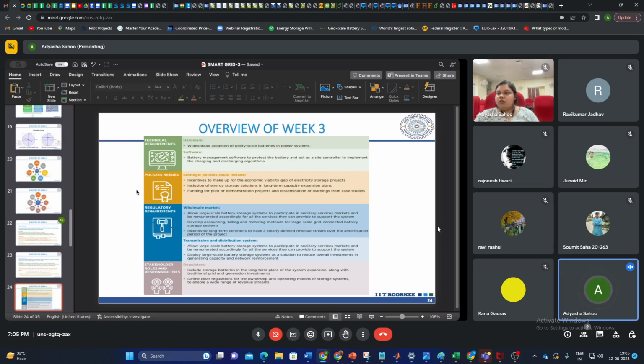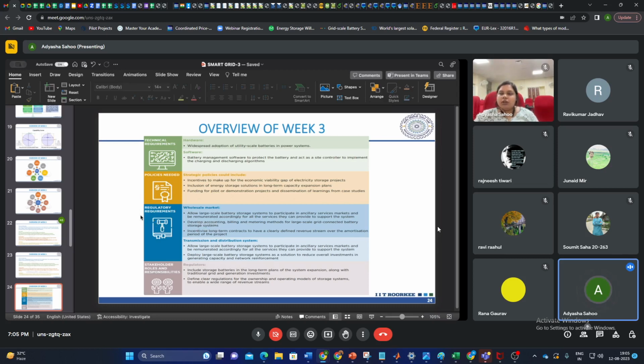Then we need reforms in terms of policies because we need to have incentives to make these electricity storage projects. Also, we need to include them in long-term capacity expansion plans, in long-term planning problems, and we also need pilot projects, which are small scale projects that are carried out, and learn from them.